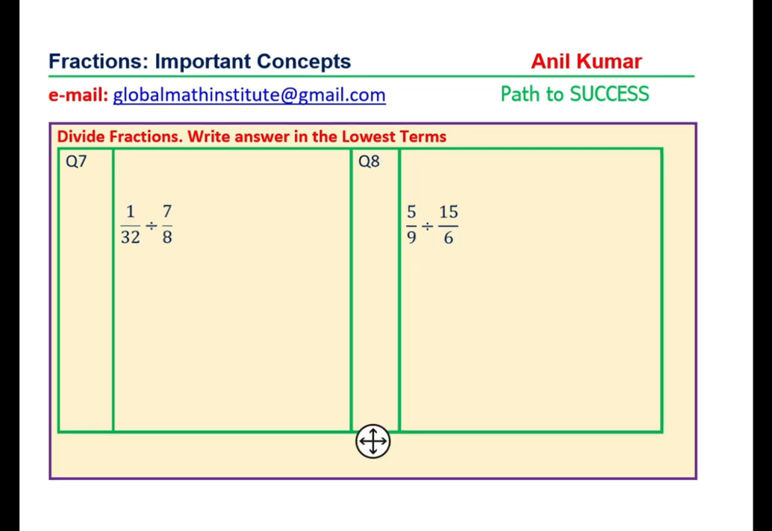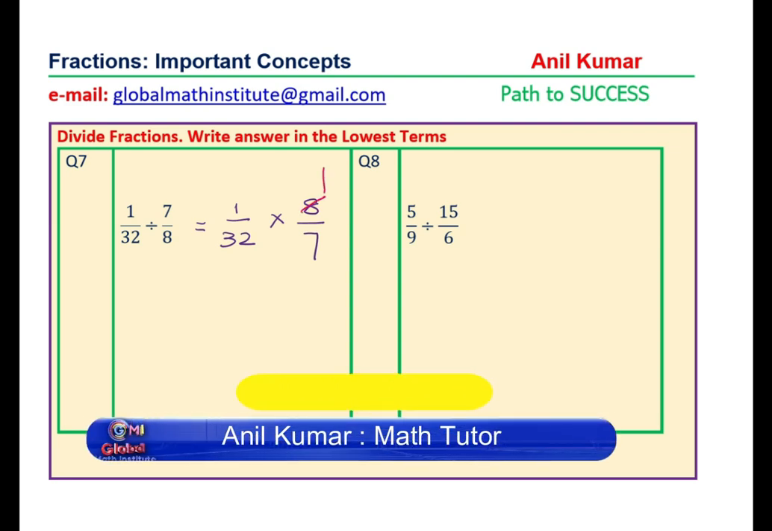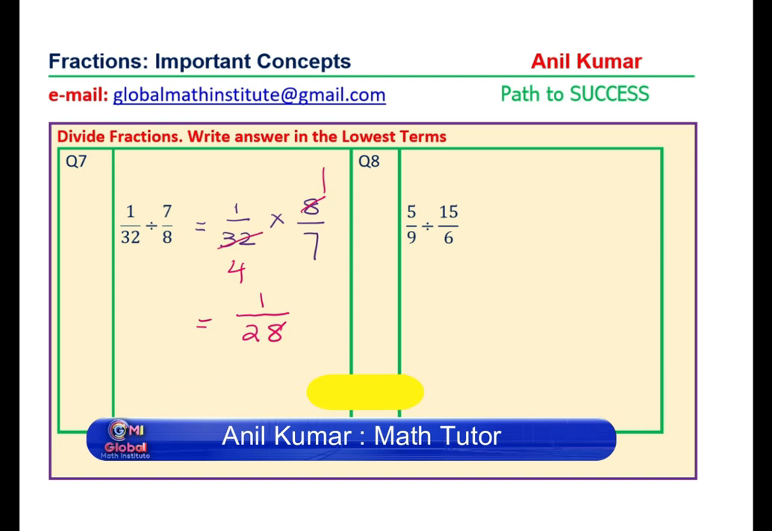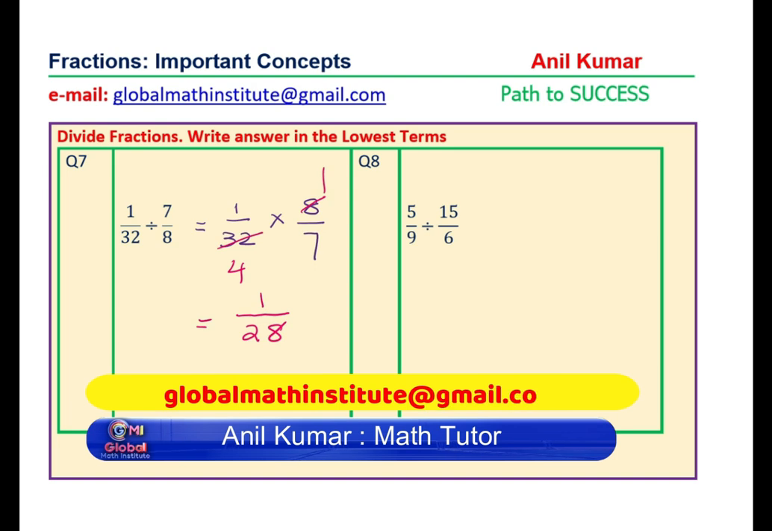Now we have the next set, which is 1 over 32 divided by 7 over 8. How will you do this? Well, simple steps. Write down 1 over 32 as such, multiply with the reciprocal, which is 8 over 7. And now simplify. 8 times 1 and 8 times 4 helps us to simplify. And when we multiply, we get 1 over 4 times 7, which is 28, as our answer. Perfect. Next one is 5 over 9 divided by 15 over 6. Correct.